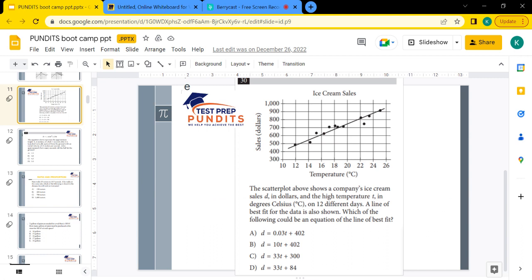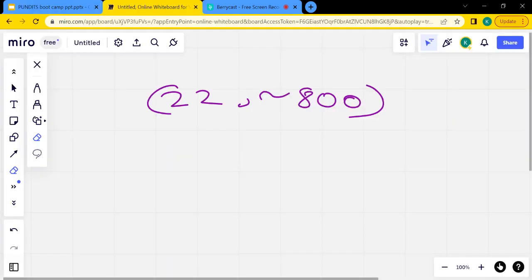We can approximate. Now we can immediately eliminate A since it's way too small. You can calculate and see it's way too small to be the answer. Let's take a look at B. D is equal to 10t plus 402. Let's try it out. 10 times 22, t is 22, plus 402. This is 220 plus 402, which is 622, which is not anywhere near 800. So that's not the right answer.